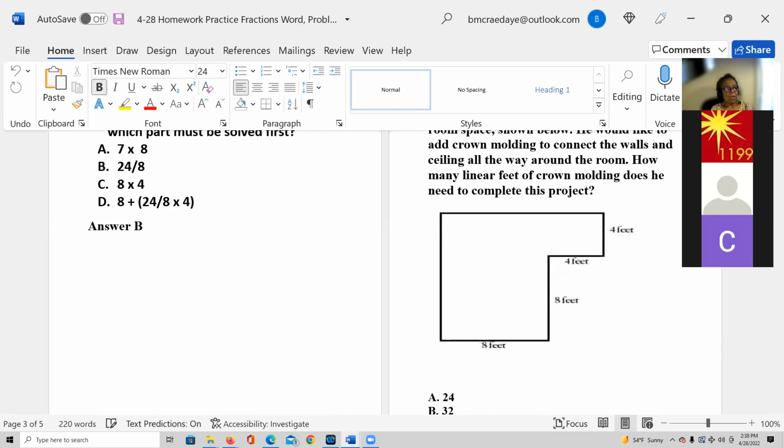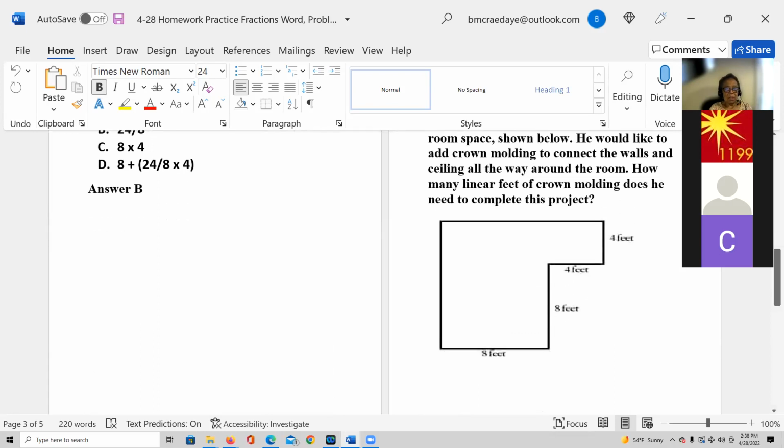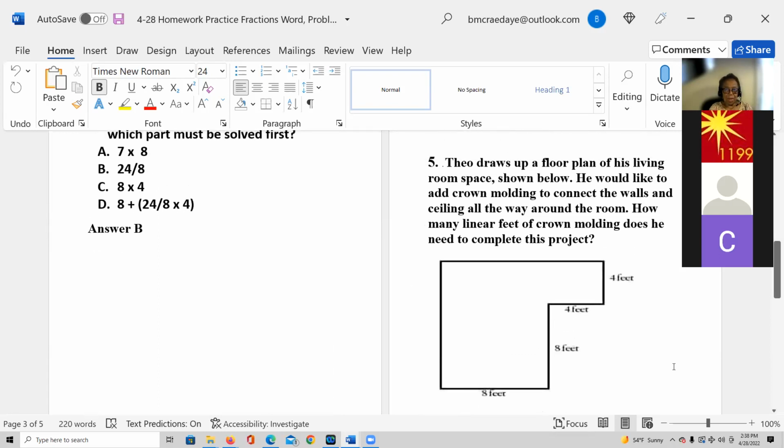All right, I gave you an irregular shape, and I wanted you to find the perimeter.